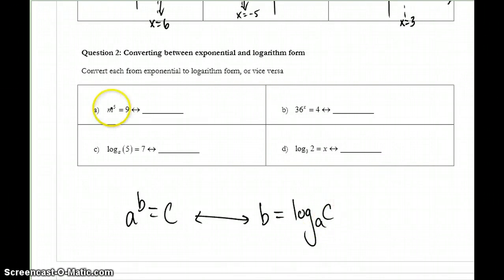So here, if we have m to the 5th equals 9, I know that the logarithm will be equal to the exponent. The base of the exponent will be the same as the base of the logarithm, and the result of the exponent is the input of the logarithm. Same idea for b. The log is equal to the exponent. The base is the same as the base of the exponent, and the input to the logarithm is the result of the exponent. We're going backwards from what we were just doing.